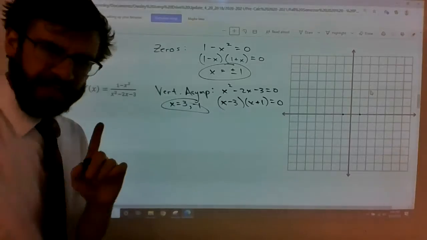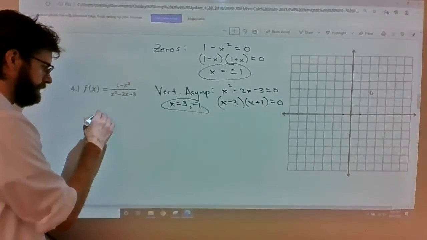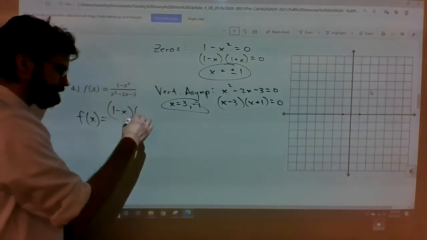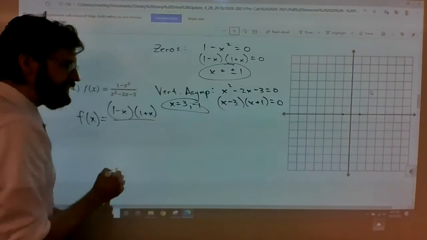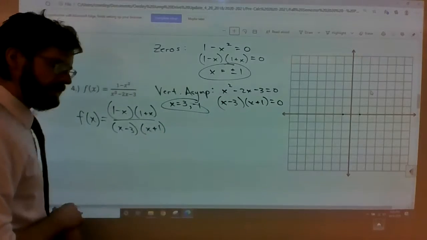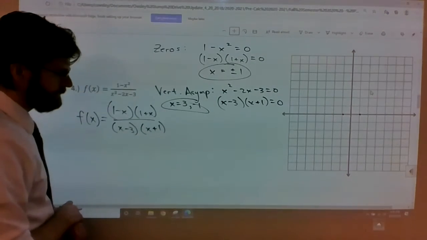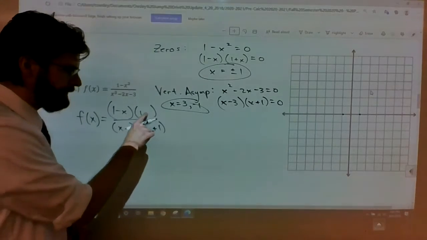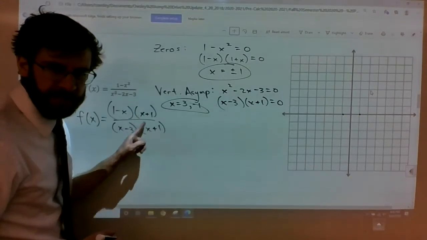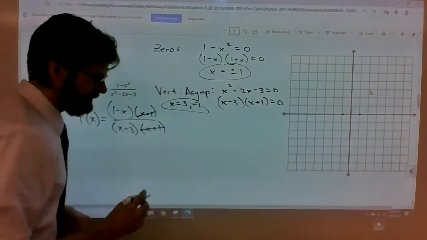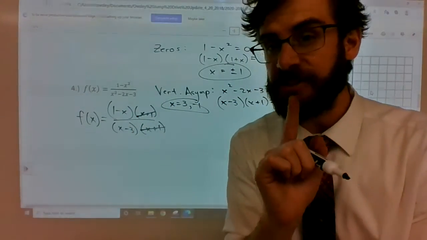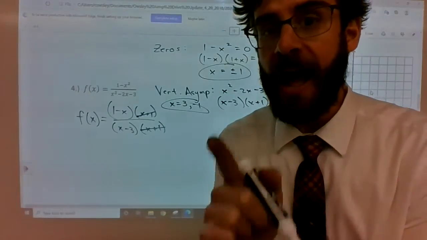You know, let's take a look at this function more closely. Here's the factored version of it on top. Here's the factored version of it on the bottom. Notice anything? I can rewrite the top as x plus 1. Anything divided by itself is 1. Okay. What we're seeing here is that there is a hole in the graph.